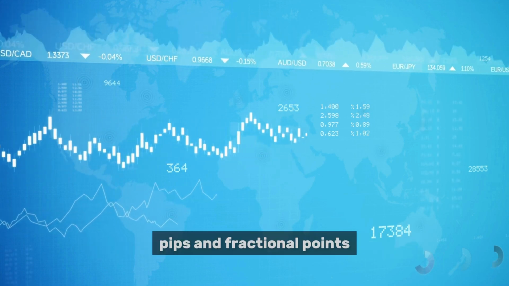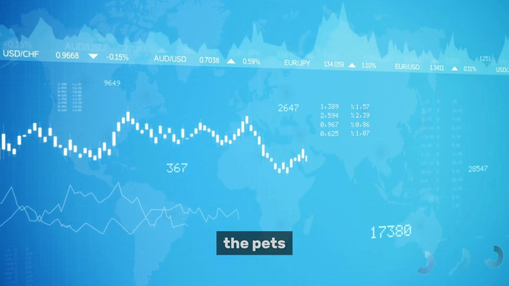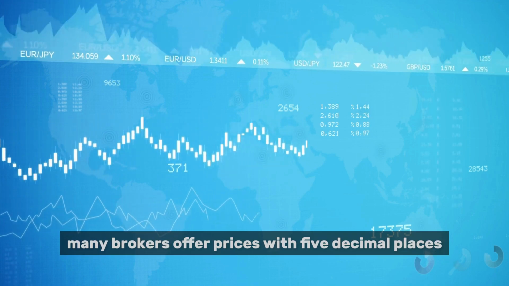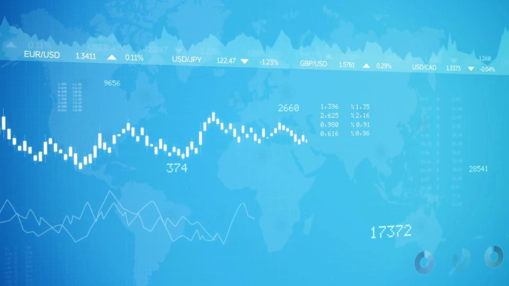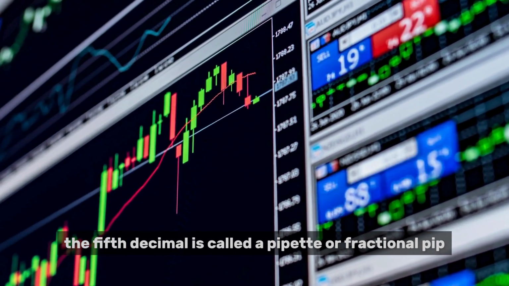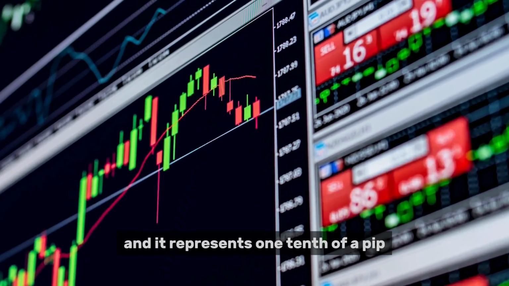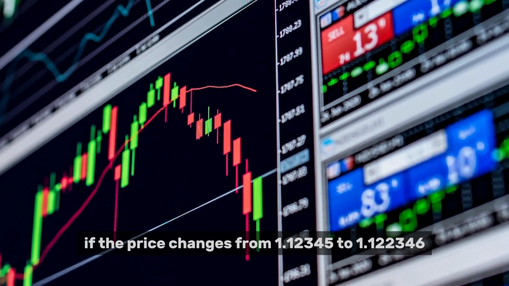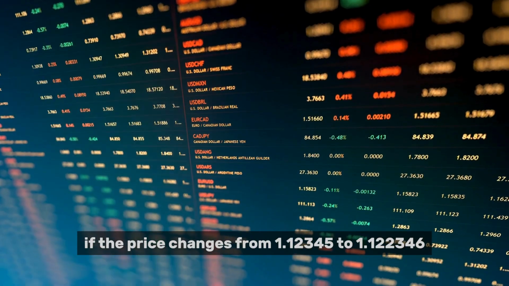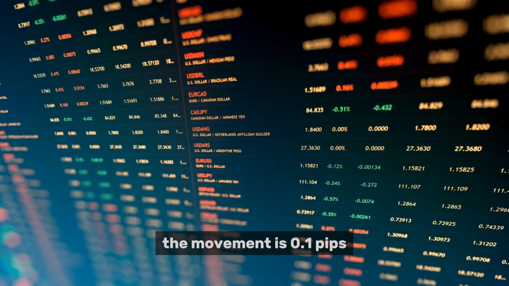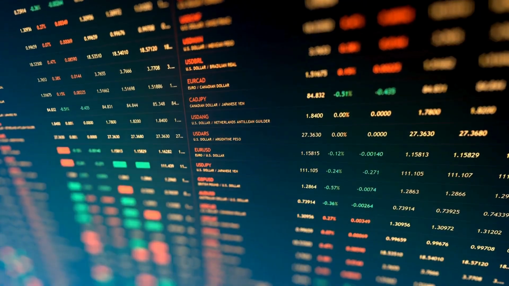Pips and fractional points: pipettes. Today, many brokers offer prices with 5 decimal places instead of 4. The 5th decimal is called a pipette, or fractional pip, and it represents 1/10 of a pip. For example, if the price changes from 1.12345 to 1.12346, the movement is 0.1 pips.